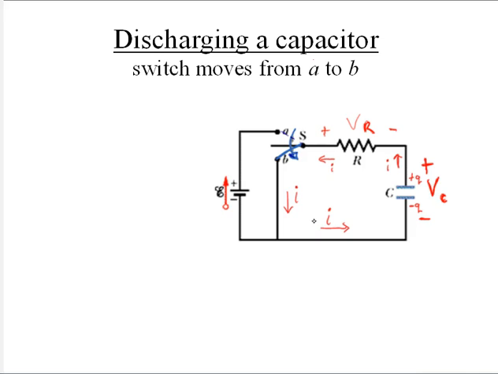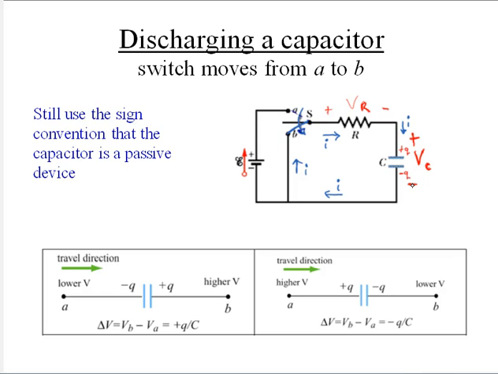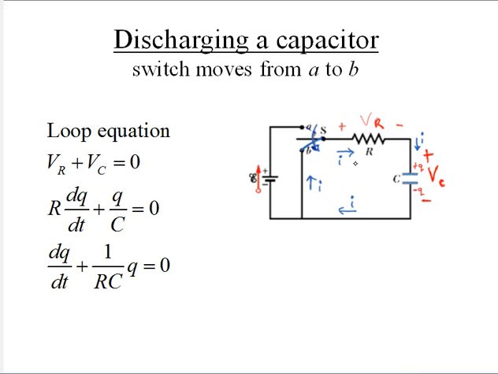Let's look at our discharging capacitor. If we move the switch, once it's charged, from A down to B, the current is going to move away from the plate of the capacitor and recombine with the negative plate of the capacitor. We know that's the direction of the current, but we'll still use the sign convention of the passive capacitor, so our current flowing in the direction of the potential decrease across the capacitor. We'll show our current flowing in this direction, even though we know positive charge is going to be flowing in the opposite direction. And we'll solve this differential equation.